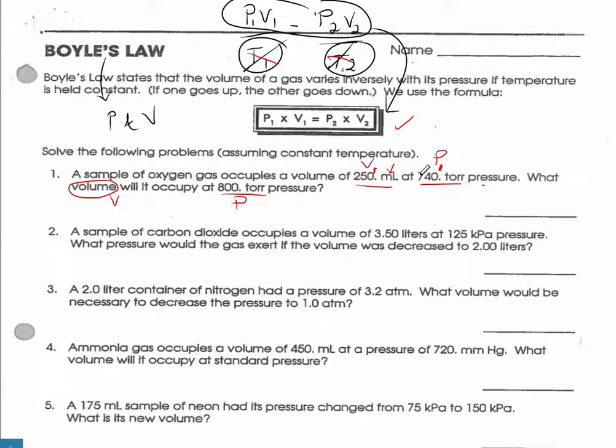Does it make sense? Now notice that you're looking for another volume. If I already have V1, this must be my V2, so I'm looking for V2. The pressure at V2 is 800 torr, and so that's my second pressure. Now that you have identified your given numbers, you can go ahead and use the formula, which is P1V1 equals P2V2, and simply plug and chug.